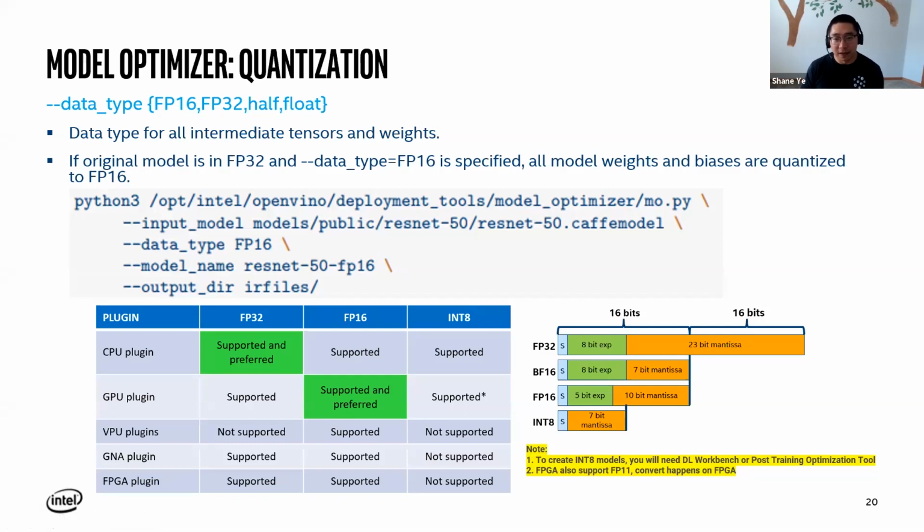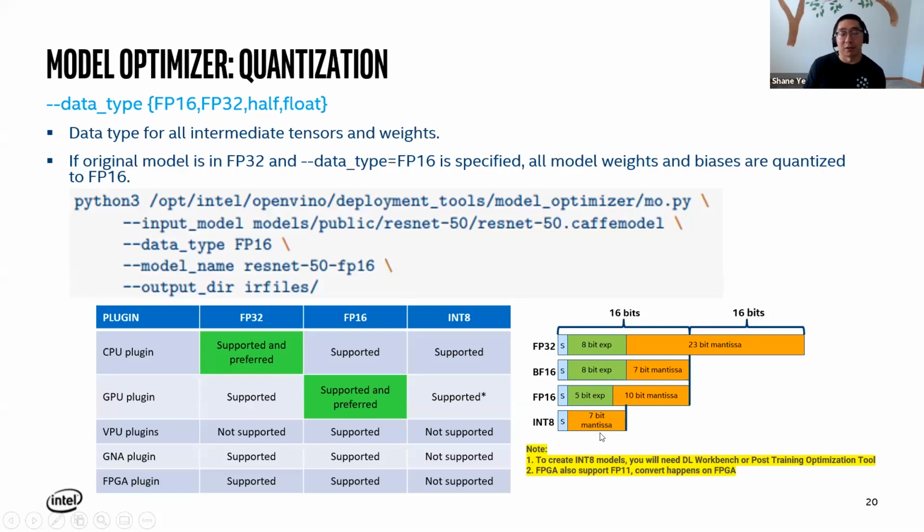Otherwise, it won't run. And there's also even lower data types, like int8 or BF16, which only works for certain types of Xeon CPU. So you cannot convert to int8 through the model optimizer, because if you convert all the layers to int8, the accuracy of your model might drop.